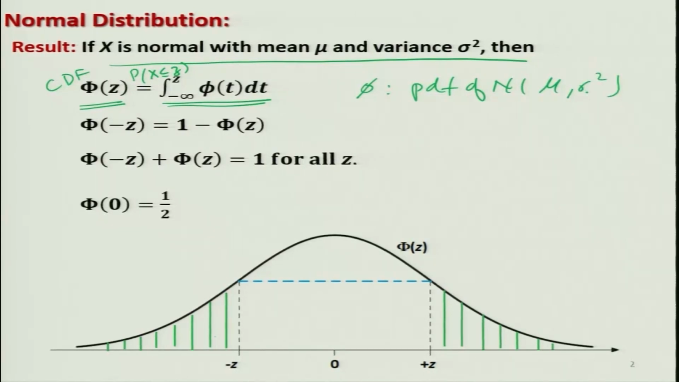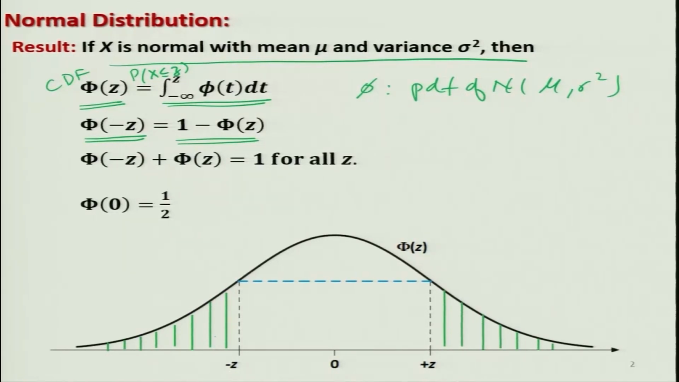That is a standard symbol in statistics. You will see that many people are using this symbol. Now, if you want to find the value of the CDF at minus z, then this is simply equal to 1 minus phi of z. If you try to understand the meaning of this, these results will become very simple to understand.